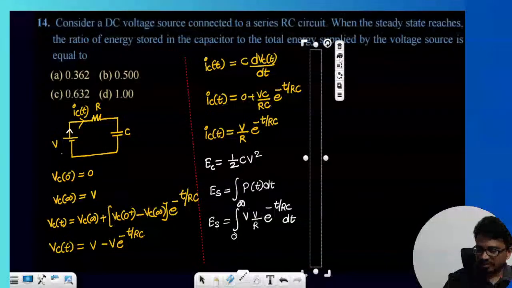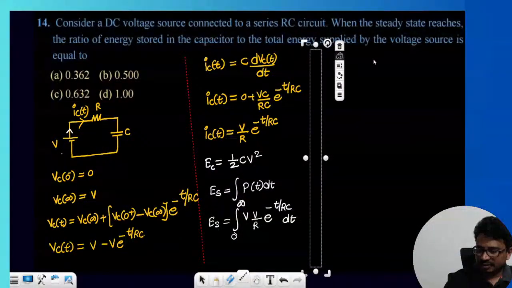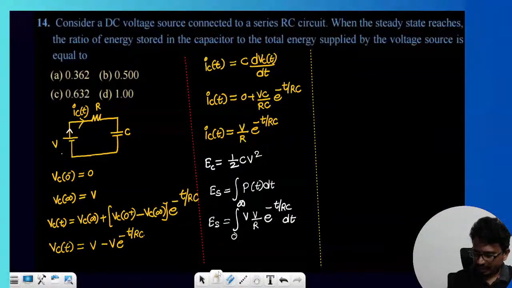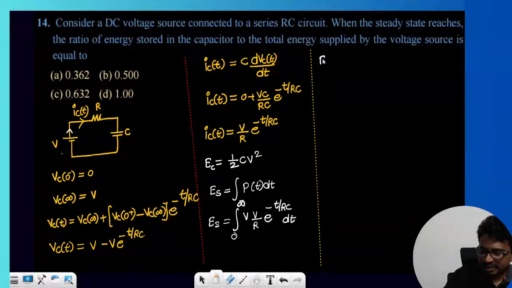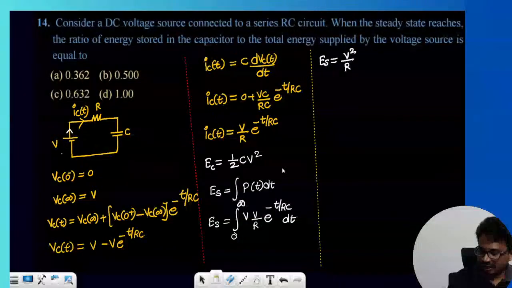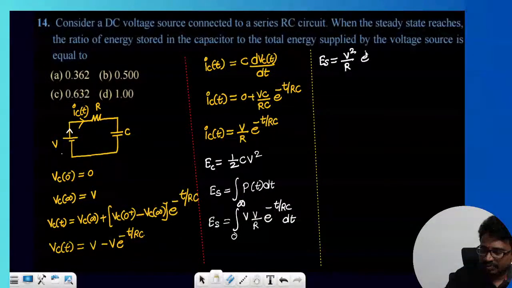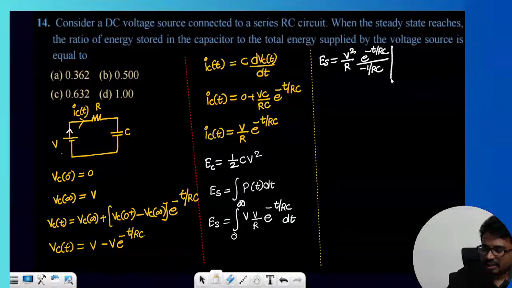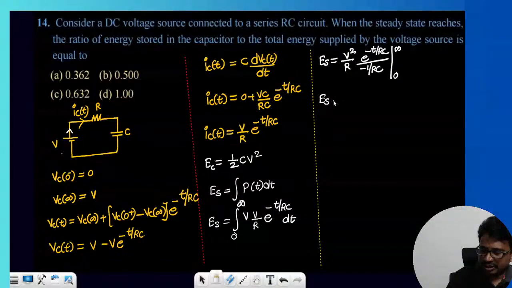How much will this power come to? By integration we can get the energy supplied by the source. It will come to V square by R, integration of e power minus t by RC, divided by minus 1 by RC, and the limits are 0 to infinity. Now you can see how much energy is supplied by the source.